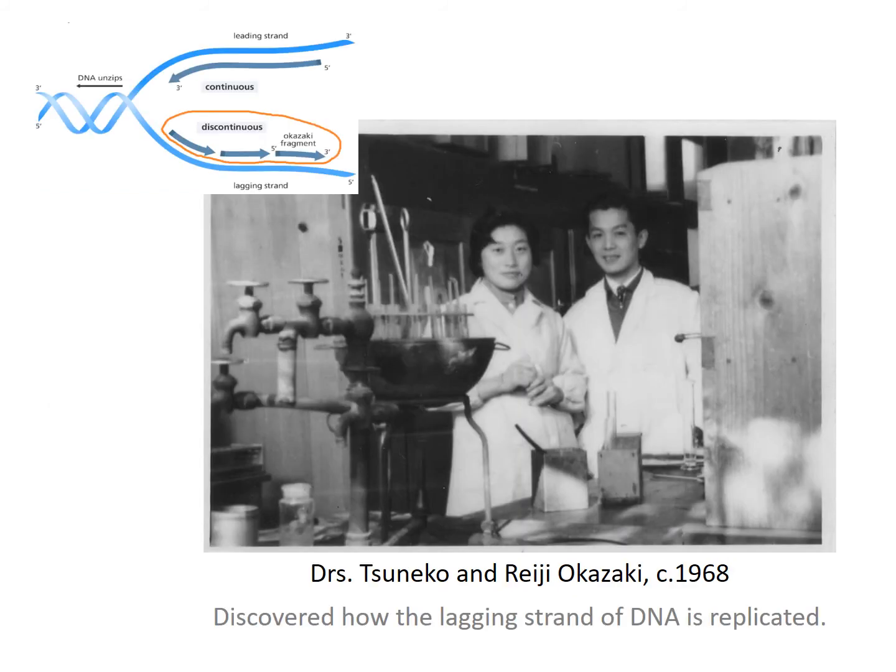And because it's fun to talk about who discovered how this works, I wanted to give a shout out to the married couple here. They're pictured in 1968. They worked together to figure out how the lagging strand of DNA was replicated. So their last name is Okazaki, and these discontinuous fragments are named after them, Okazaki fragments. Kind of a fun human interest story behind the discovery of DNA replication.